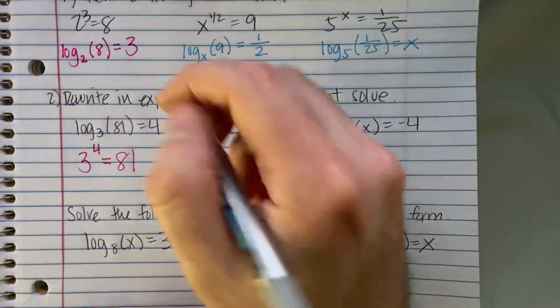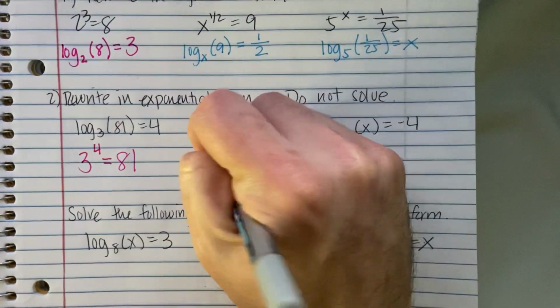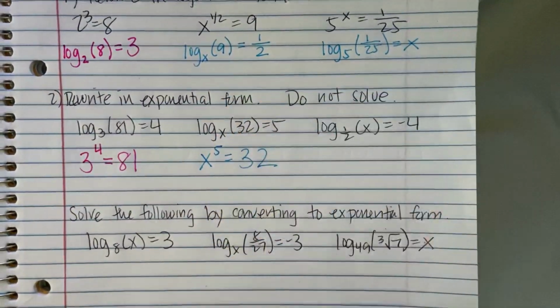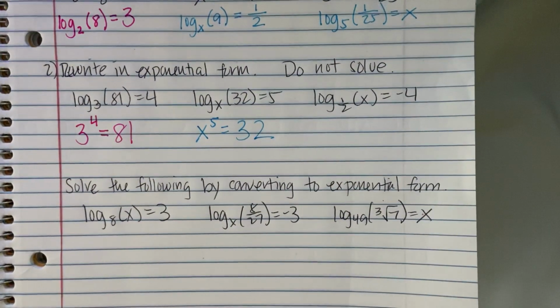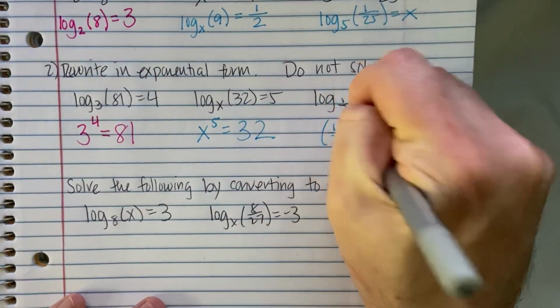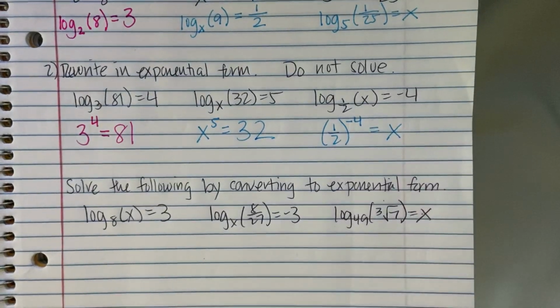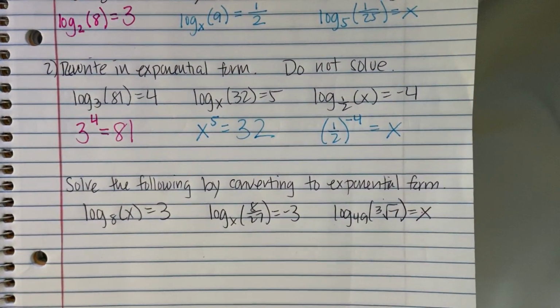Let's try again. Base to base, isolated becomes the exponent, x to the 5th equals 32. And lastly, log base 1/2 of x equals -4 changes to 1/2 to the -4th equals x. So again, easy points. Rewriting shouldn't be that difficult.